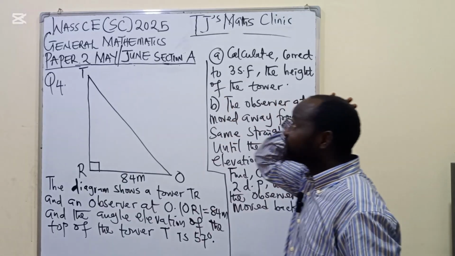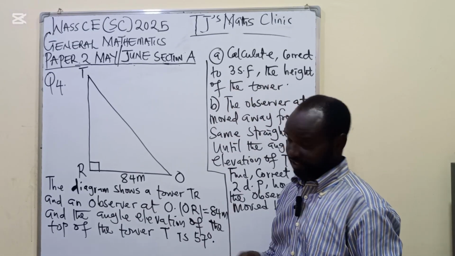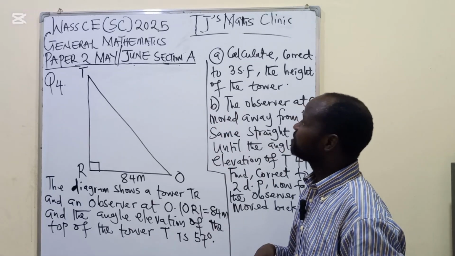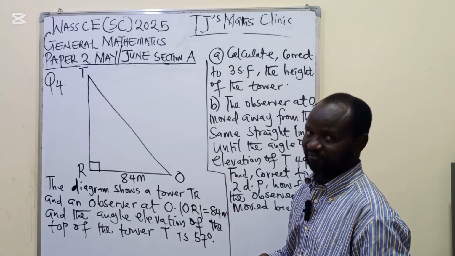Still on WAEC 2025 for school candidates, General Mathematics. This is paper 2, section A, and with us here is question 4. Let's consider this question 4.